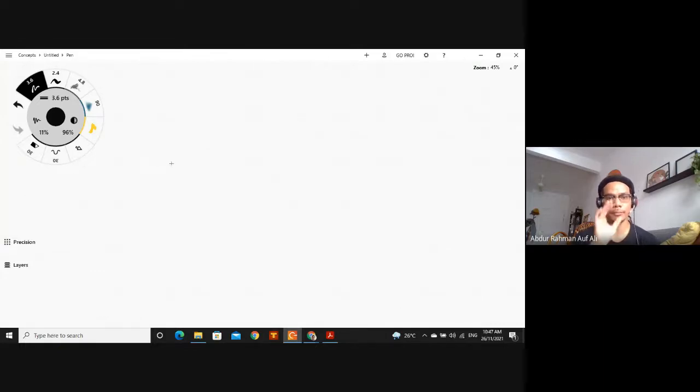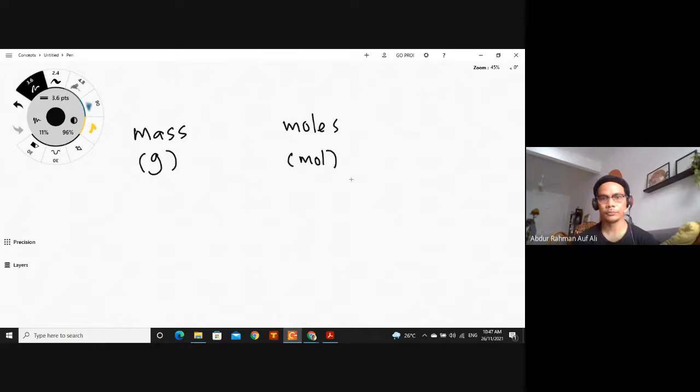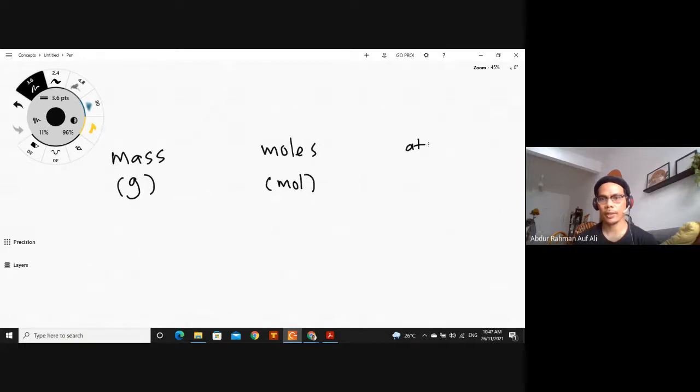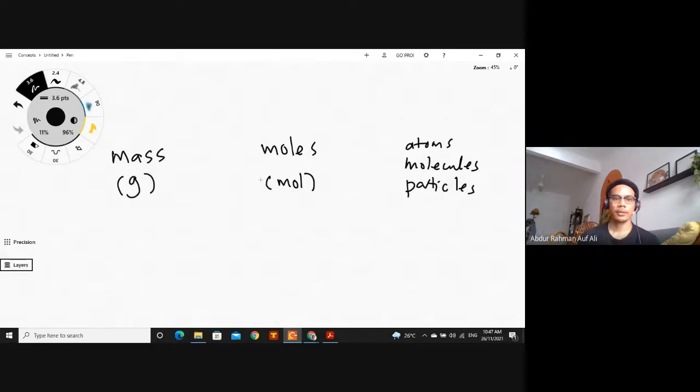Okay, the relationship antara mass, mole dan juga atoms. So kita ada mass, iaitu gram lah. Okay, the unit. And then kita ada moles. The unit dia adalah mole. And then lastly kita ada these 3, dia guna atoms, molecules, and sometimes we use particles. Okay, so this is the relationship. It can go from here to here to here, and kita boleh work the other way around. So how do we do that?